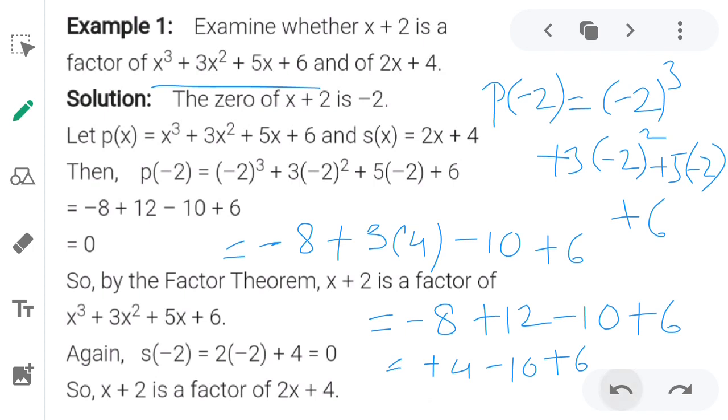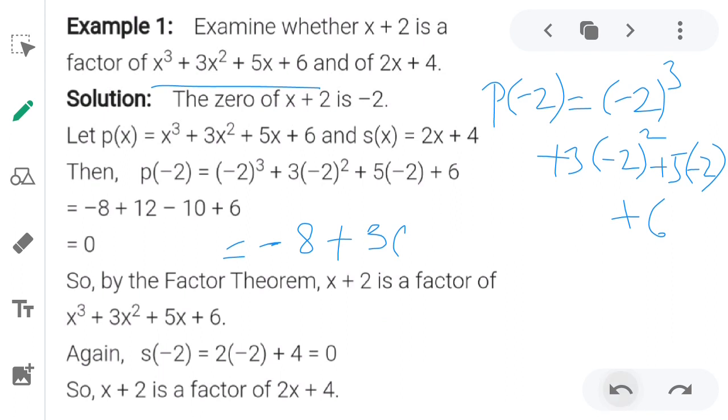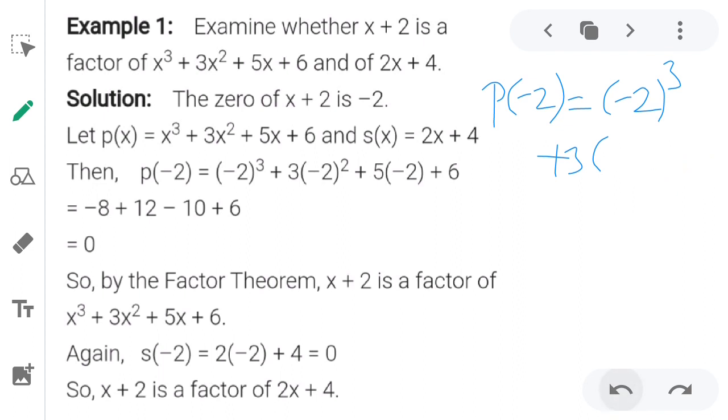What we have to do for this first? As I told you, first we have to equate x plus 2 to 0. Then after taking x plus 2 to the other side, we'll get the result as minus 2. So now we have to replace x with minus 2, the same as in the previous problem.